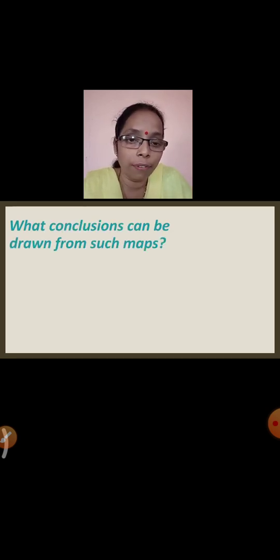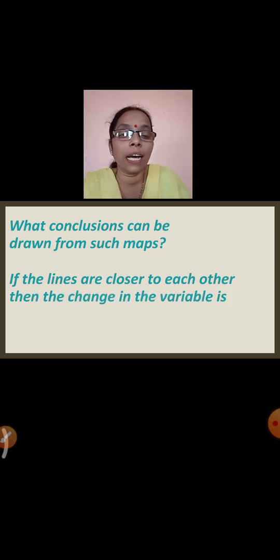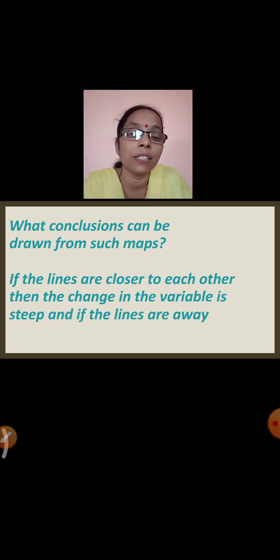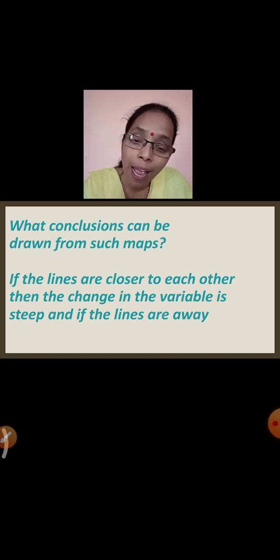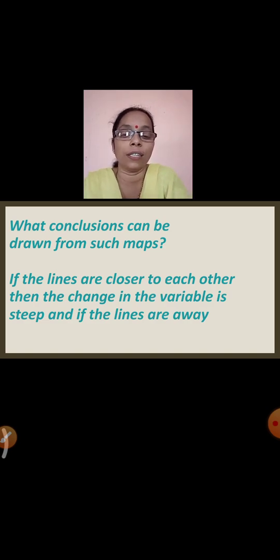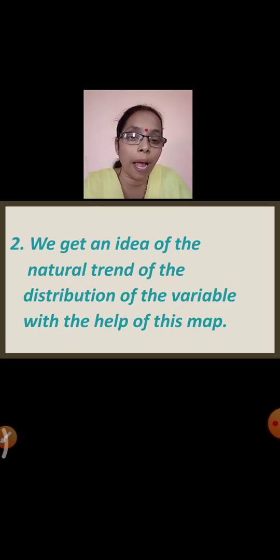Now we have learnt about how to draw the isoplate map, what class intervals are considered and all. Now what conclusion can you draw from all these things? First, if the lines are closer to each other, then the change in the variable is steep. So what is the first conclusion that can be drawn? That if the lines are closer to each other, then the change in the variable is steep, and if they are far away from each other, then the change in the variable is gentle. Yes, so this is what it tells you after you draw the map.